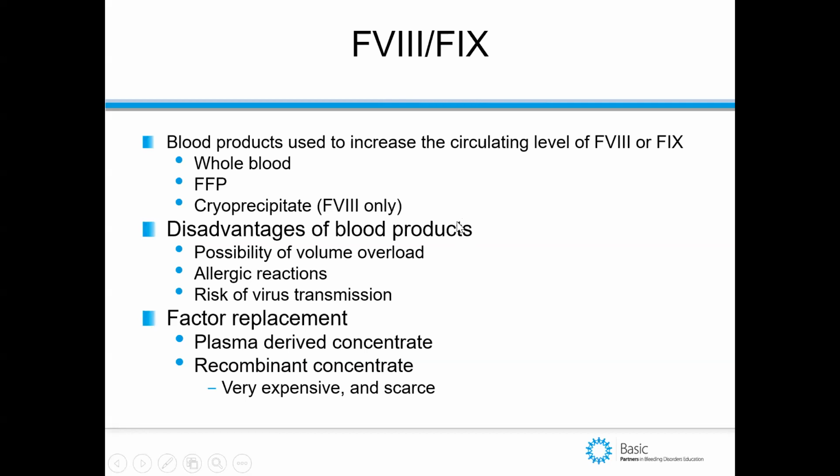Blood products can be used to increase the circulating level of factor 8 or factor 9. You can start with whole blood. In the event that you're in a setup where you do not have factor concentrate, you can give fresh frozen plasma and cryoprecipitate. Cryoprecipitate is only used for factor 8 deficient patients, hemophilia A. The disadvantages of blood products include the possibility of volume overload, allergic reactions, or risk of virus transmission, just like any other blood transfusion. These are the things to look out for, so do your proper screening.